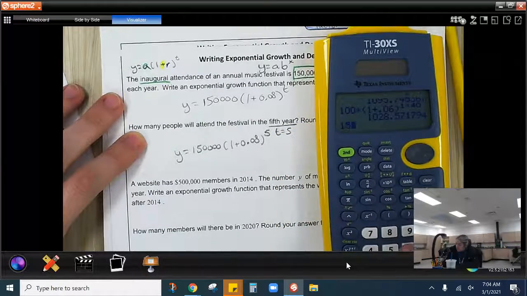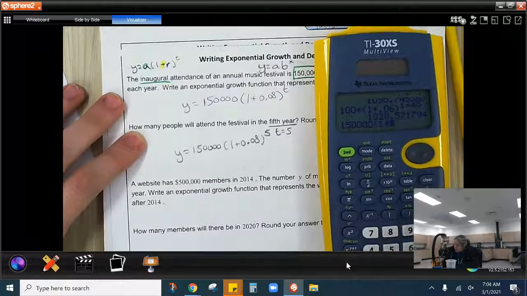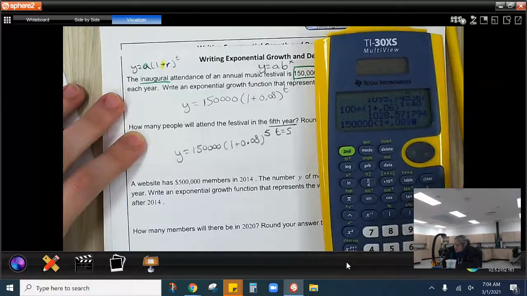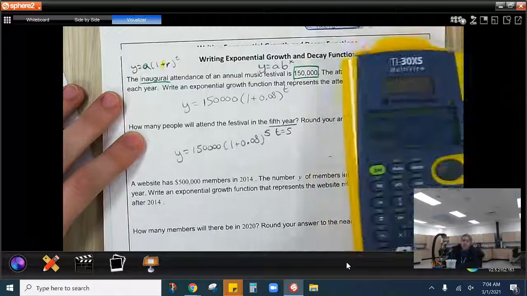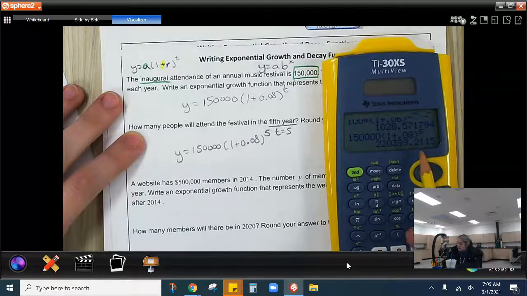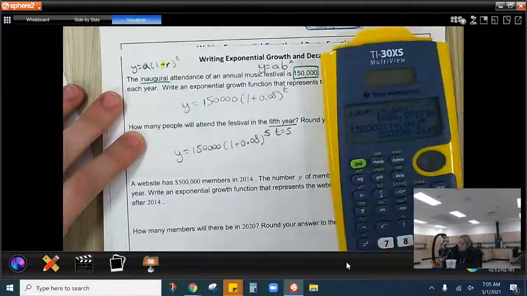So we've got 15000 times 1 plus 0.08 to the 5. All right, that's what I'm plugging in. This says to round to the nearest thousandth. Remember, this is your tenths, hundredths, thousandths, 10,000ths. So that 5 is in the 10,000ths place. So we want to round to the nearest thousandths.